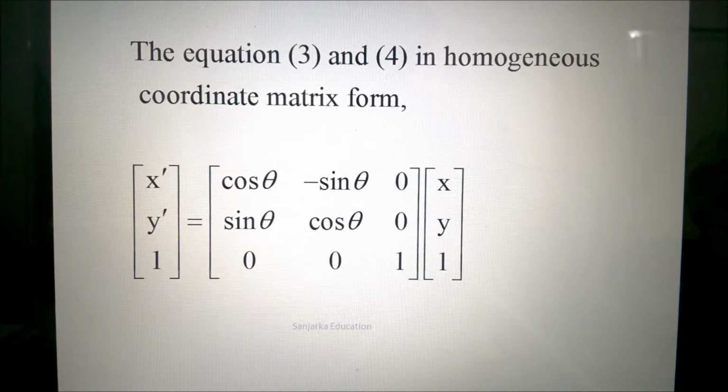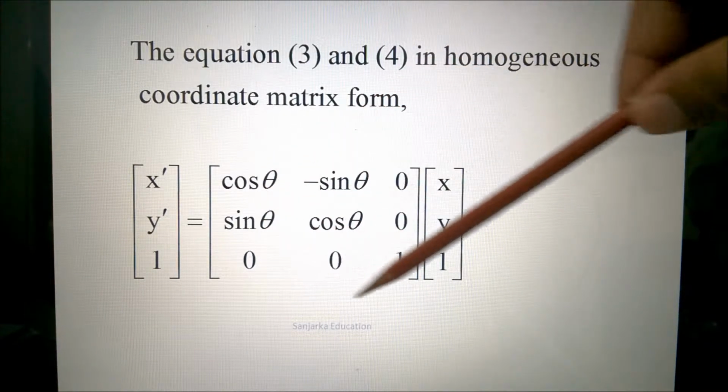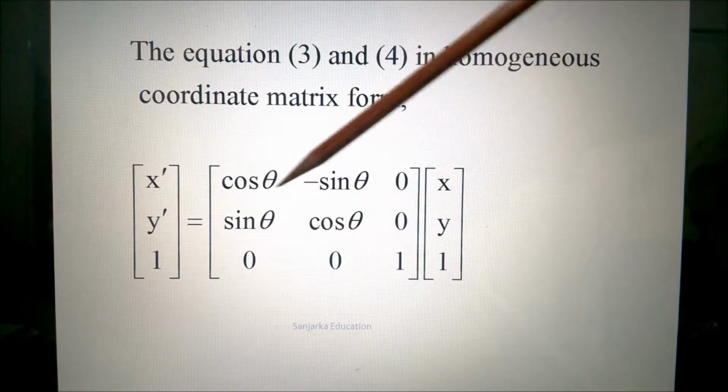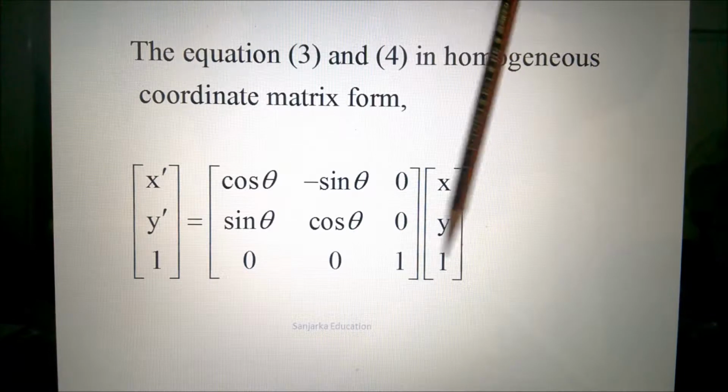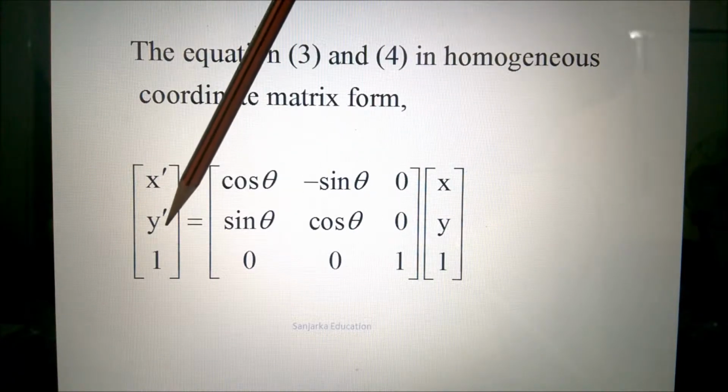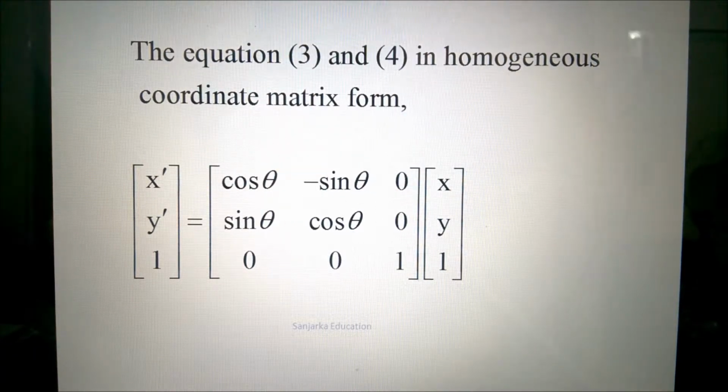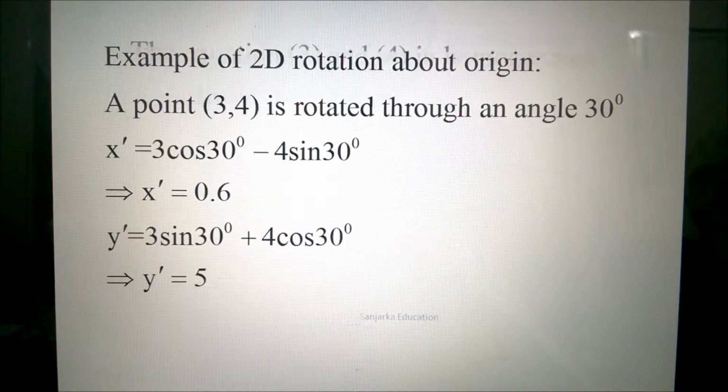Now equations number 3 and 4 can be represented in the homogeneous coordinate matrix form. This is the transformation matrix, and if you multiply this transformation matrix with the original coordinates, you will get x dash and y dash exactly as in equations number 3 and 4. And now I'll take an example here.